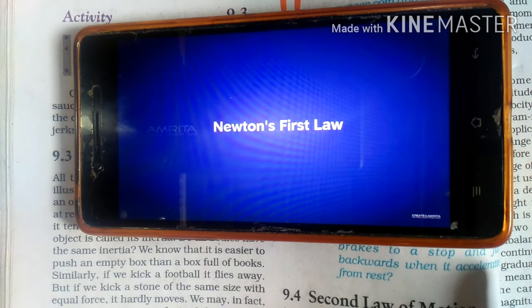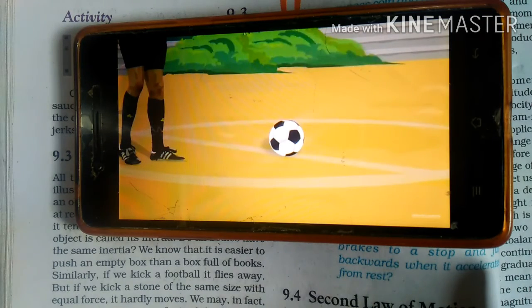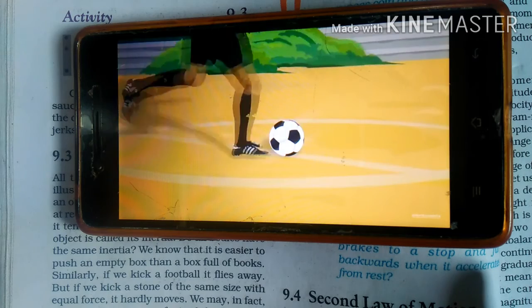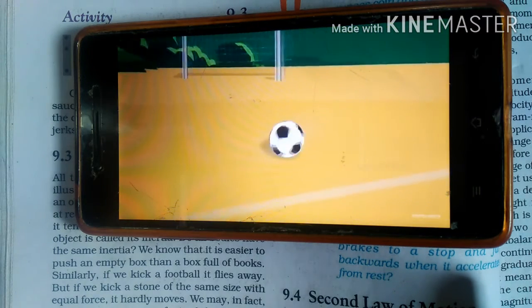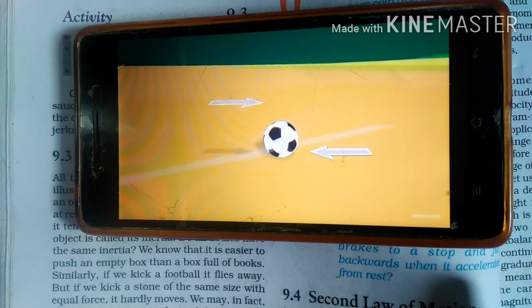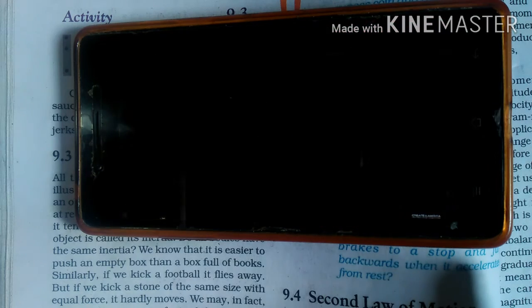Thus, Newton's first law is also called the law of inertia. Well, now this law should make sense. Do you understand why a ball on the ground, after being kicked, does not keep moving forever? The ball stops after some time due to the unbalanced external force applied by the ground in the opposite direction.